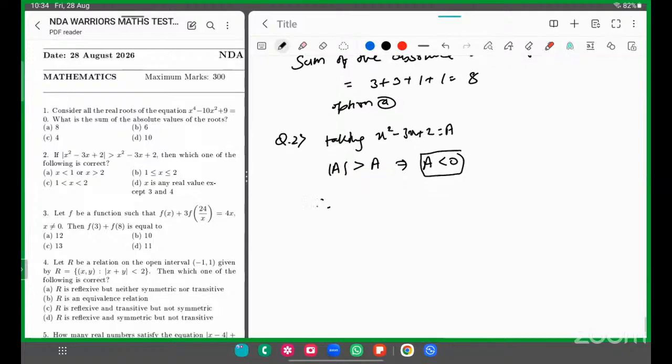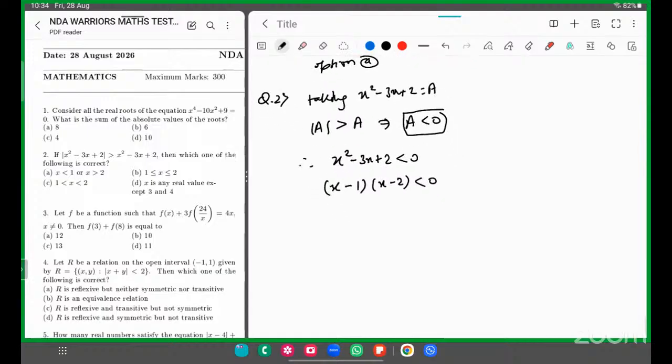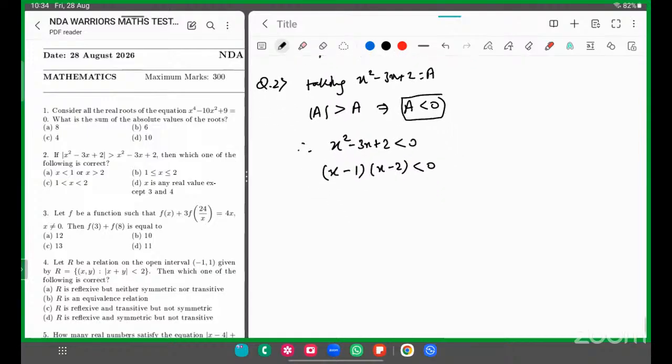Therefore, if we are going to solve this question, we can write it like this: x square minus 3x plus 2 is less than 0. Okay, what are the factors of this value? When you solve it, you will be getting minus 1 and minus 2. So x minus 1 into x minus 2. Now, by the wavy curve method, if we put these values 1, 2, we can find positive, negative, positive. They are asking for less than 0, so this will be our value. So we can say it should lie between 1 and 2, right?